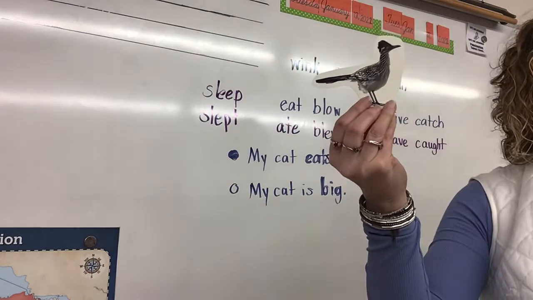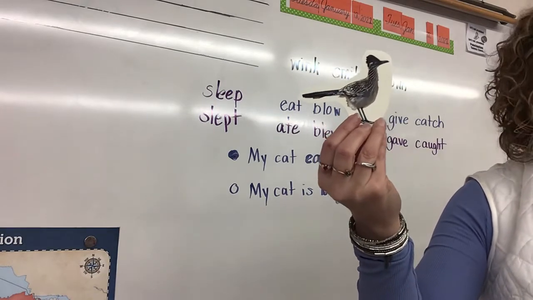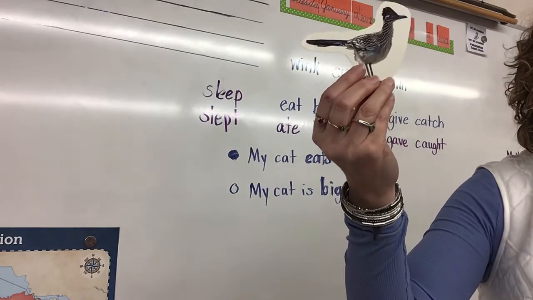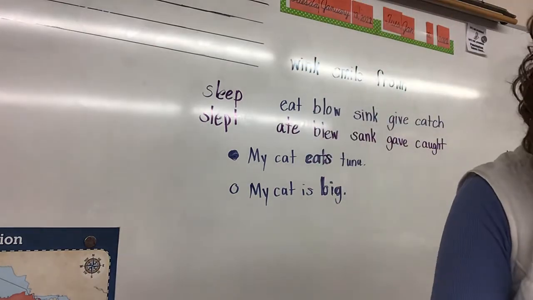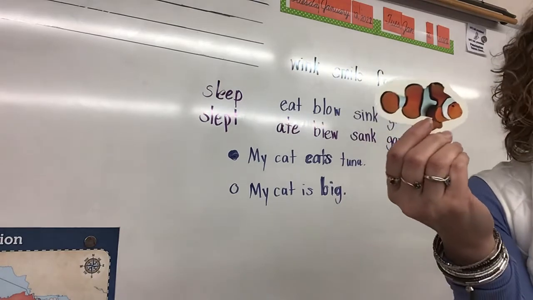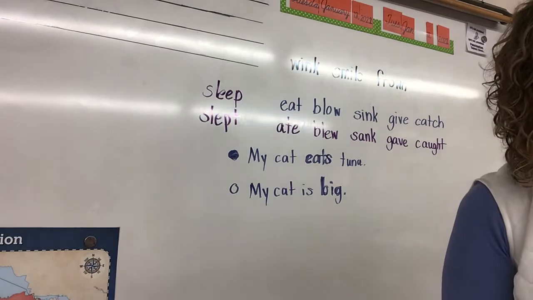What about this one? Bird. Who knows what it is? It's a roadrunner. All right. They are real. Even though they're in the cartoon, they are real. Roadrunner. All right. What about this one? Fish. And what is it? Clownfish. Very good.